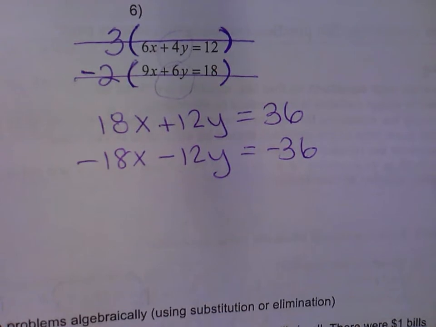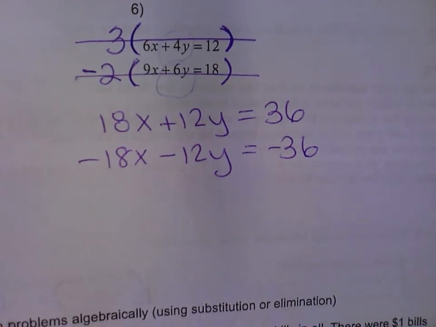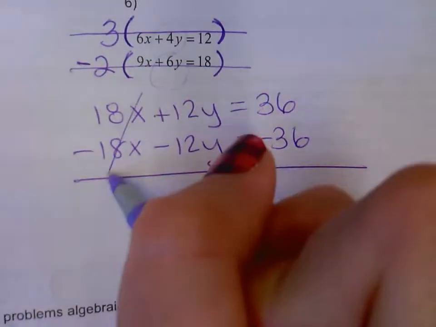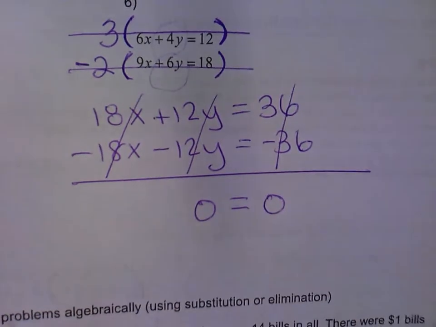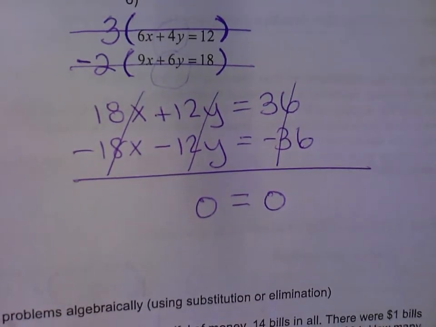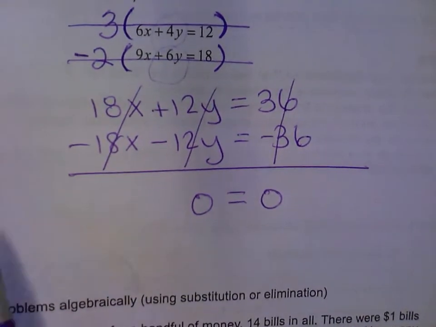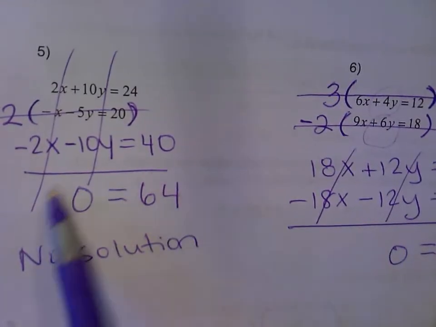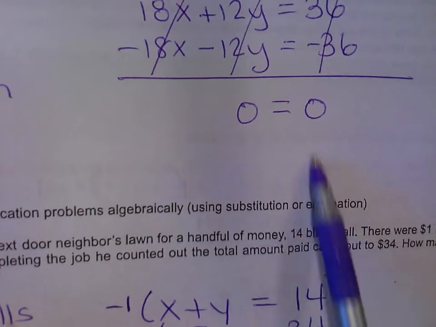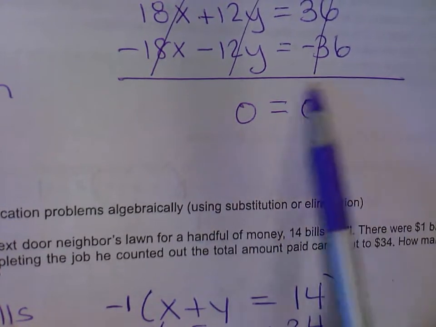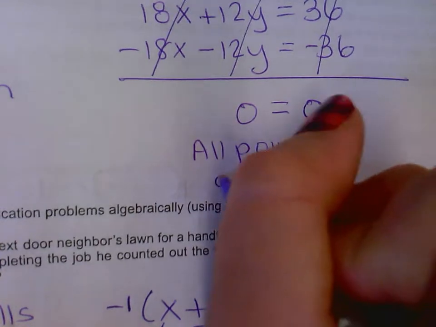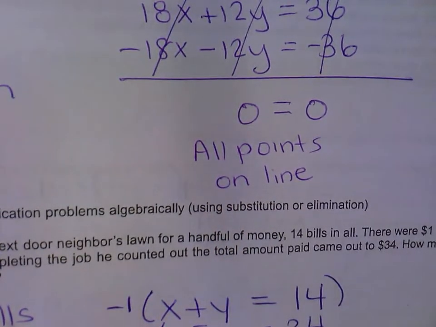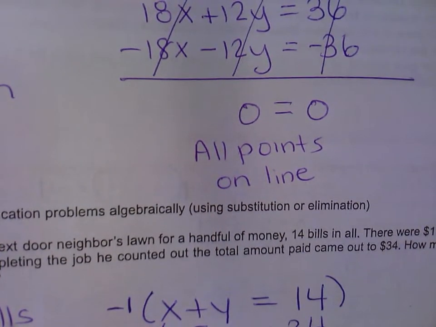So Evan is noticing everything adds up to 0, right? So I get 0, 0, and 0 on both sides. What's my conclusion for this problem? This time I got 0 equals 64, no solution. This time I have a true statement, 0 equals 0. So it's all the points on the line. It must be the same line on top of itself when you graph it, just multiplied by a different constant.